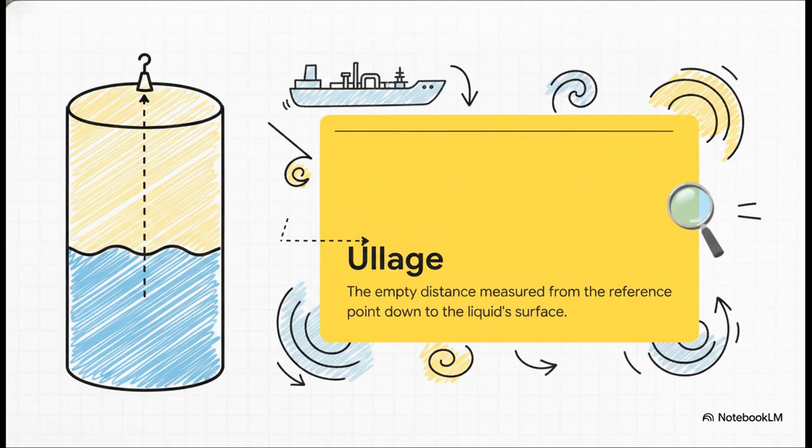This is an absolutely crucial concept to grasp right out of the gate. When we measure ullage, we are not actually measuring the liquid itself. We're measuring the empty space inside the tank. It's simply the vertical distance measured from a specific reference point at the top of the tank straight down to where the surface of the liquid actually begins.